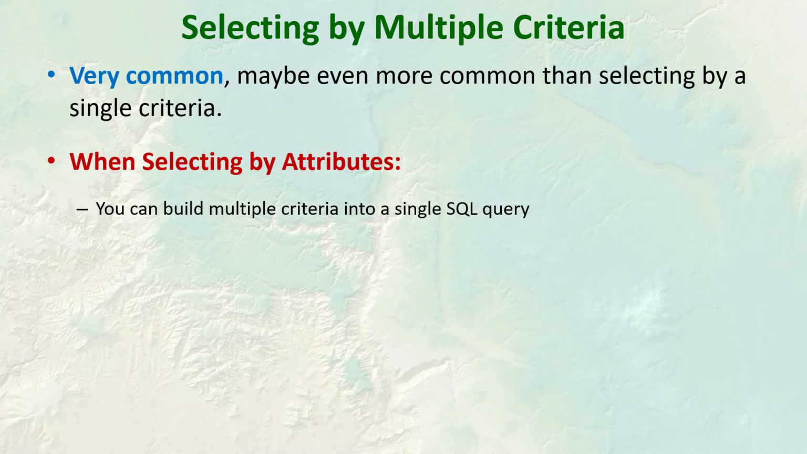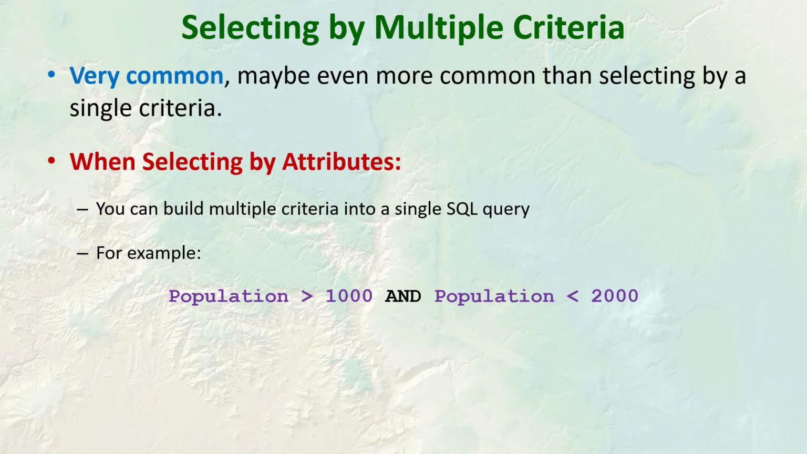When you select by attributes, then you can build multiple criteria into a single SQL query. For example, you could give me all the cities that have a population greater than 1,000 and less than 2,000. This would give you all cities within that population range. It can get tricky when you have kind of complex logic. You start having to use a lot of parentheses to kind of separate the ands and ors and nots. But you can definitely build complex criteria into that SQL window.